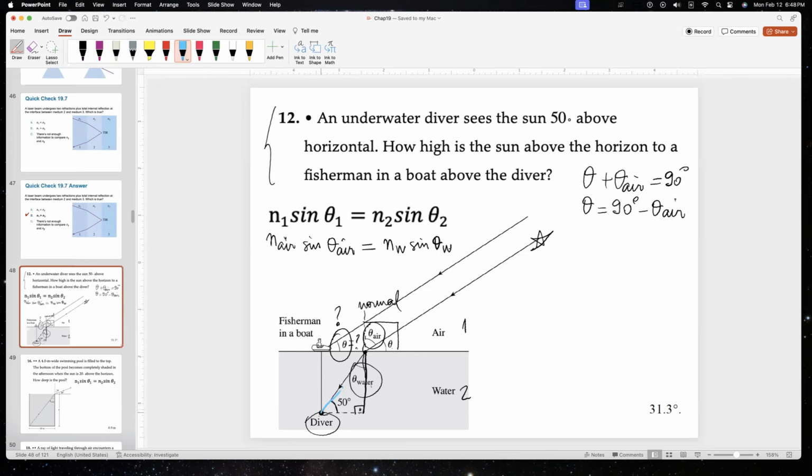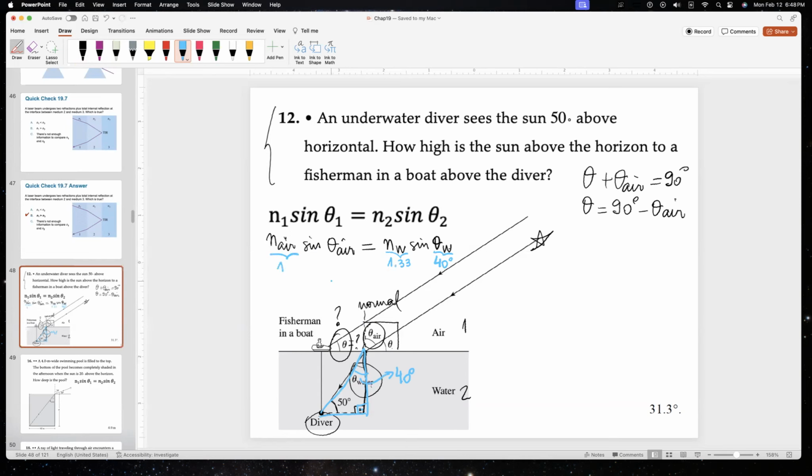If I draw it here in blue, I have a right triangle. This angle is 90 degrees, this is 50, and this is theta water. So theta water needs to be 40 degrees, right? That helps me calculate things. So this I know is 40 degrees. N of water, I will look at a table, but you should also remember 1.33 is a good one, or write it on an index card. N air is 1, and then I can find sine of theta air.